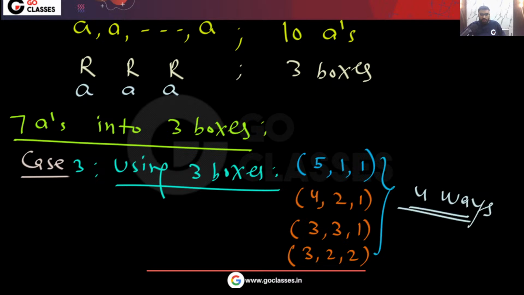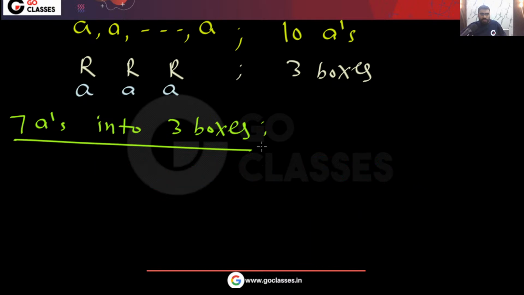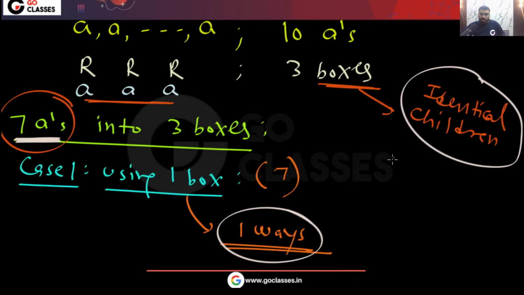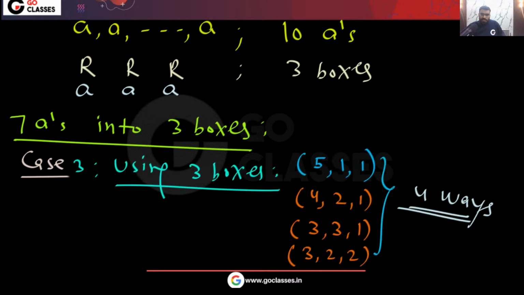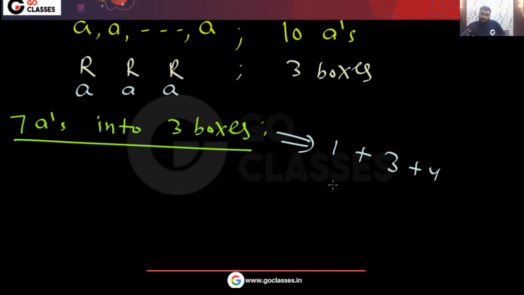So that's it. Now you can stop. So finally, 7 A's into 3 boxes. The answer will be 1 plus... So you can see in the case 1, there is 1 way. In the case 2, there are 3 ways. In the case 3, there are 4 ways. Okay. So the answer will be total 8 ways.